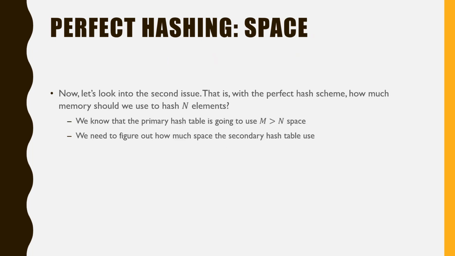Okay, let's look into the second issue and give an estimate of the space required by perfect hashing. We know that the primary hash table size will be some m larger than n, and the secondary hash table size will be less than n squared. The quadratic space complexity is of course invisible for large datasets. The tricky part is whether we can give a tighter estimate for the space consumption of the secondary hash table.